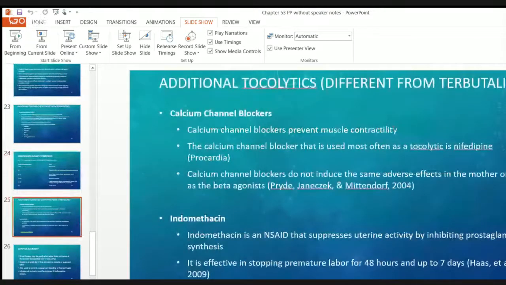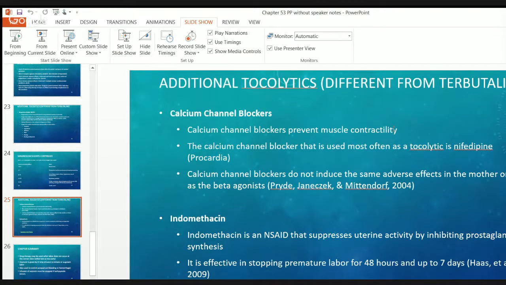So when we look at it, there are some additional tocolytics that are different from terbutaline. Again, this is where we get into the calcium channel blockers, medications like nifedipine, which can be given for blood pressure because women will have blood pressure issues in pregnancy. But most often when it's given, it's actually given as a tocolytic. A lot of times it's very difficult to wrap your brain around that, but in this case, this is a blood pressure medication that is being given for its tocolytic effects.